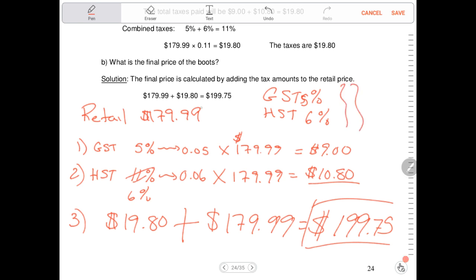I took my retail price, I figured out the GST amount at 5%. I figured out the HST amount at 6%, not 11. And then you had to add those two together. That's your total tax amount. Add it to your retail price. I will give you some practice with that.